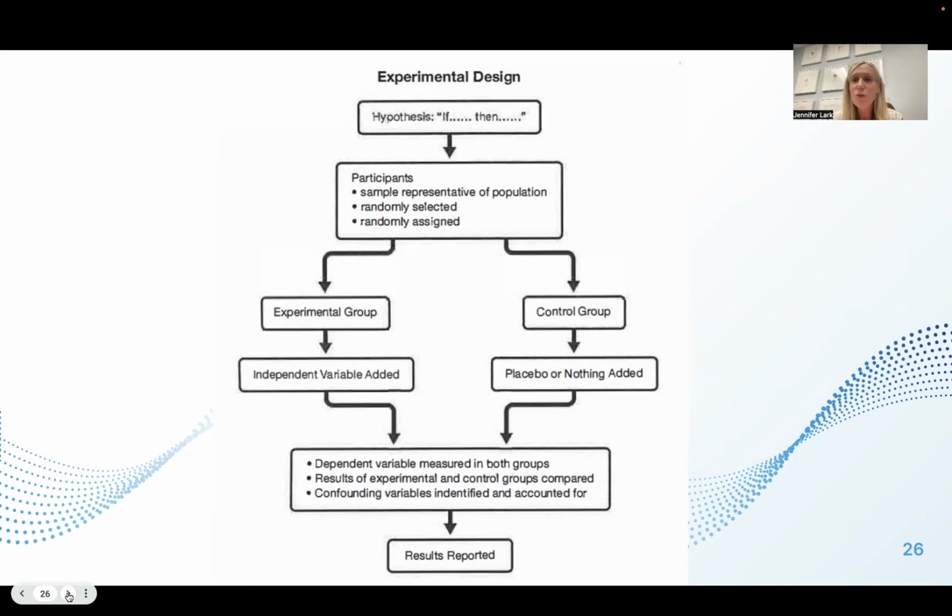The dependent variable is always the same in both groups. You're measuring the same thing about participants in the experimental or the control group, and you're looking for differences between the experimental and the control group on that dependent variable measure. And if you find a significant difference, then you get to say, hey, I think that what I did with this independent variable caused this change in the dependent variable. Therefore, whatever the independent variable is caused this effect, and you get to say that in your results. And hooray for you.